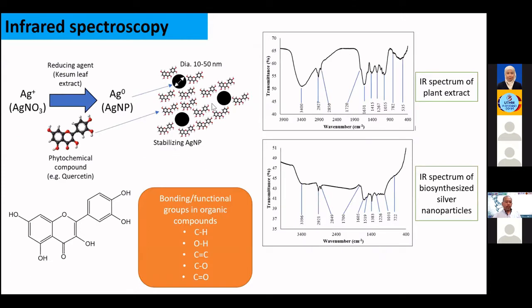And also for infrared spectroscopy, this is what I told you before. For the silver nanoparticle, there is no peak in the IR spectrum. But if we synthesize it using an organic compound, using the plant extract, inside the plant extract there are many phytochemical compounds. These phytochemical compounds contain bonds like CH, OH, silver bond C, CO, and silver bond O. So these will appear in the IR spectrum. Those bonds, CH, OH, and C double bond O, we call functional groups in organic compounds.